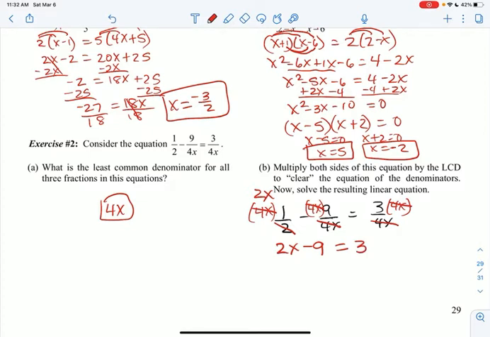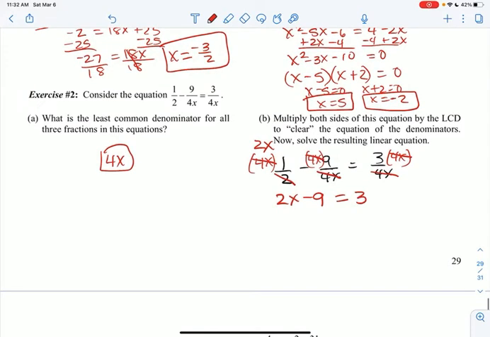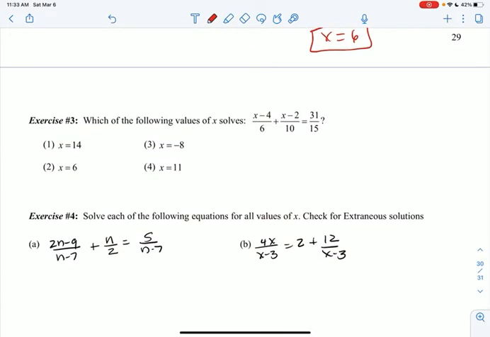So by multiplying everything by the least common denominator, it clears the equation of all the denominators, and you just have a linear equation that now you can solve. So that's the main idea of what we are doing here. All right, and then once again, you do have to check, make sure when you plug in that 6 that nothing is happening to, that you don't have 0 in the denominator. So that's the idea of what we're going to do, but of course we're going to try some harder ones on the next page. All right, which of the following values of x solves that equation?